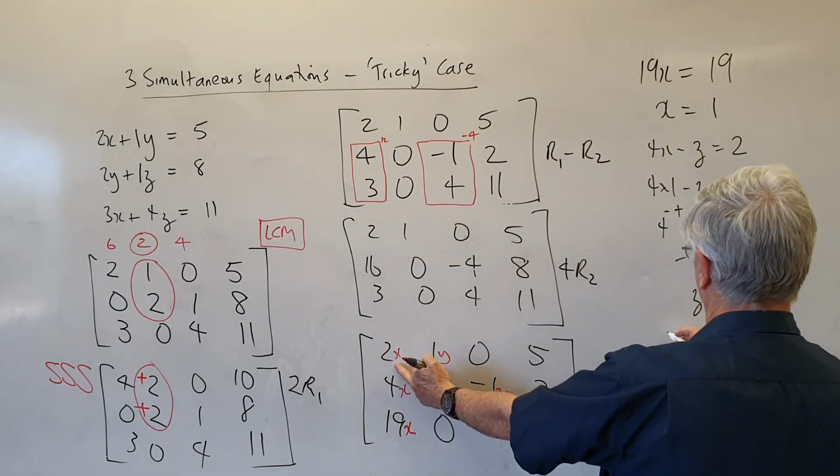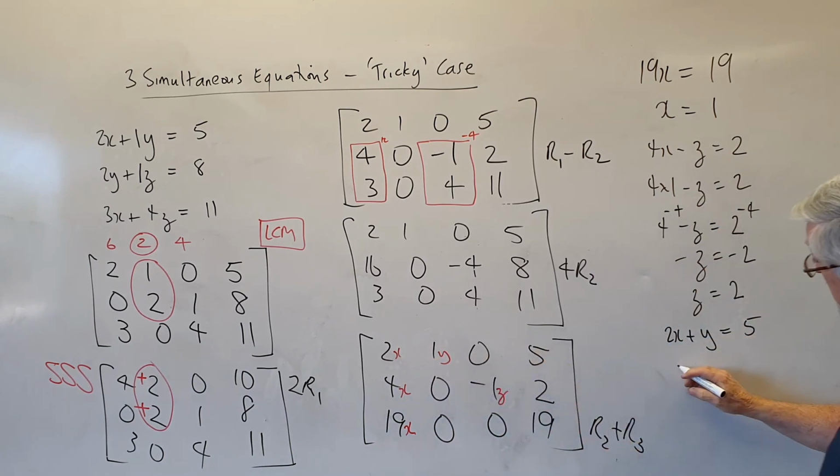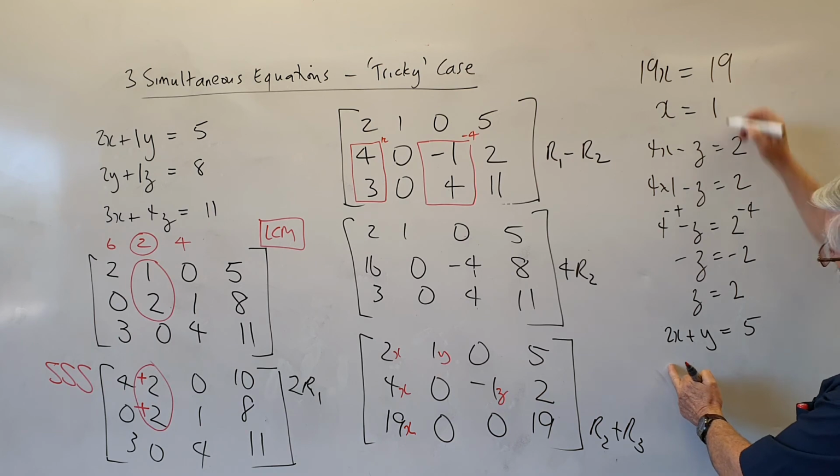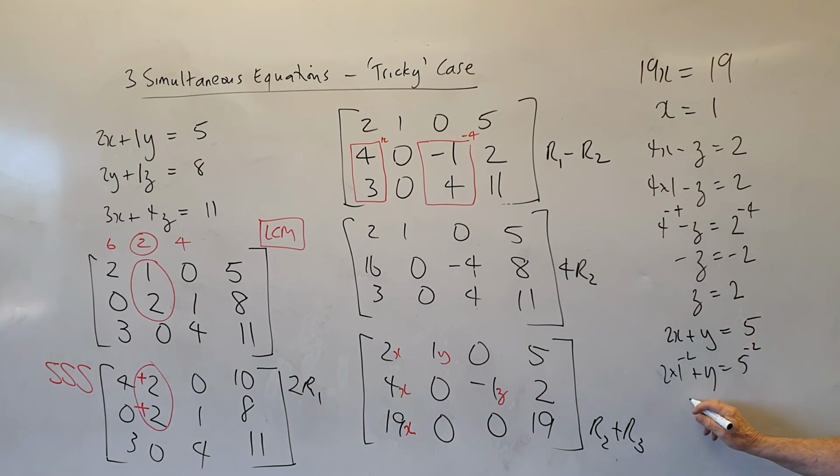So now I've got a 2x plus a y equals 5. So I've got 2 x's up here, x is 1, so I've got 2 times 1 plus y equals 5. I subtract 2 there, I subtract 2 there, and I've got y equals 3. So my answer is x equals 1, y equals 3, and z equals 2. Oh, we're there with no silly mistakes.